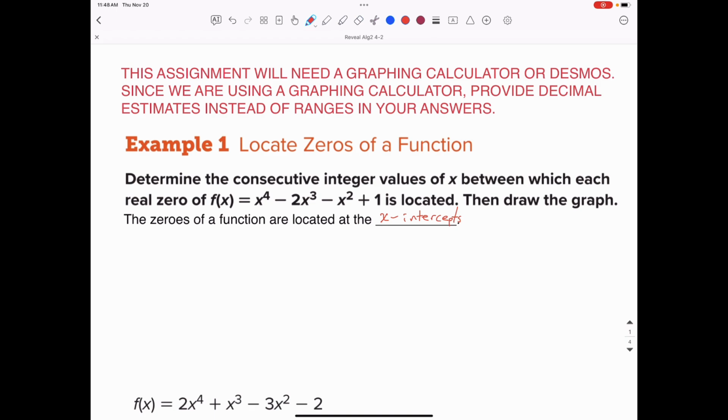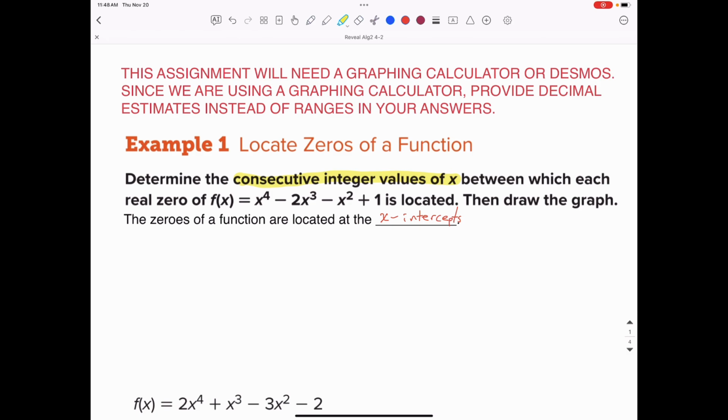One of the things I do want you to be aware of is that since we are using a graphing calculator for this, the directions of this example, as well as the directions in your assignment, say to determine the consecutive integer values of x. This is for if you were to graph this using just a table, but we're not going to use tables. We're just going to plug this into a graphing calculator. So instead of finding the consecutive integer values of x, we're actually going to use the x-intercepts that Desmos or the graphing calculator shows us, and we're going to write the answers in terms of decimals.